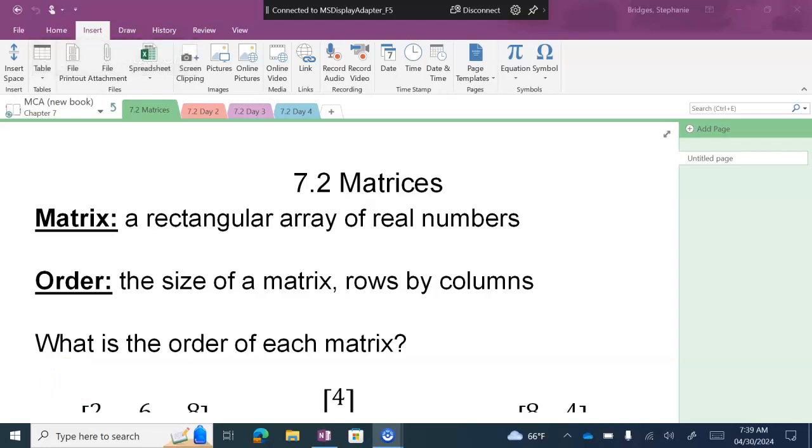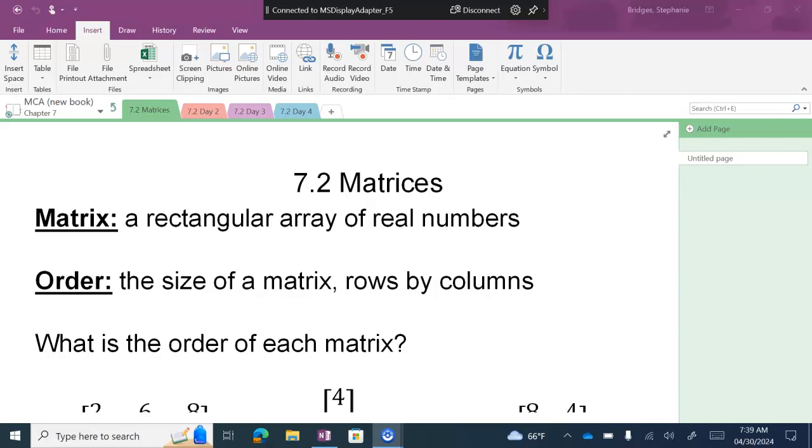All right, so matrices is plural for matrix. That's a singular one of these. A matrix is just a rectangular array of real numbers. These are used a lot in computer programming. The movie The Matrix, you've seen that before with all the numbers and stuff.